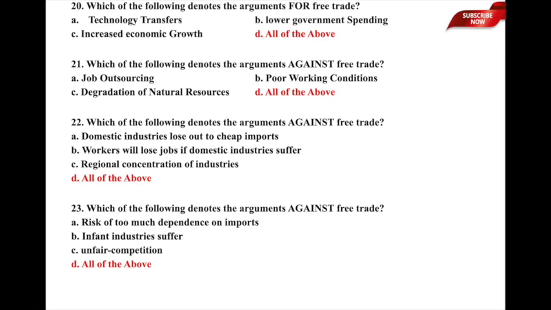So here again, which arguments are against free trade? All of these are, that means risk of too much dependence on imports, infant industry suffering, and unfair competition. Therefore option D, all of the above, is the correct answer to this particular question. I hope that is clear.